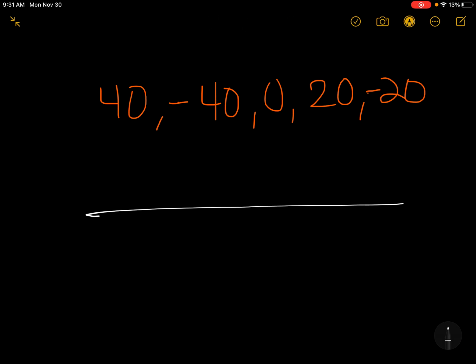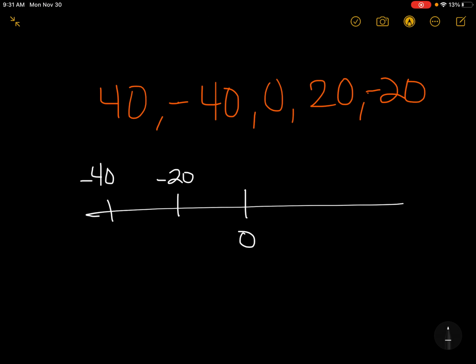I'm going to draw a quick number line just so that I can see. 0, I'm going to put in the middle. I know that negative numbers are going to the left of my line. If I were counting backwards on my number line, I know that I would get to -20 first. It's only 20 spaces from 0. Afterwards, I would get to -40. Another 20 spaces from that last point.